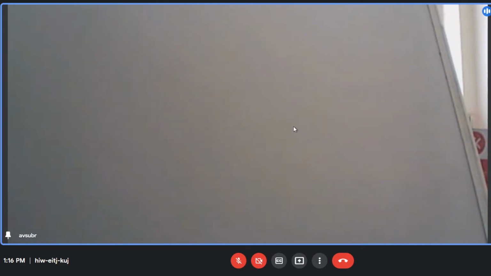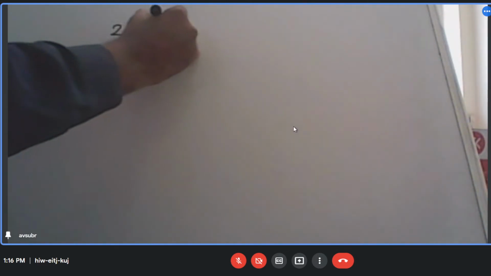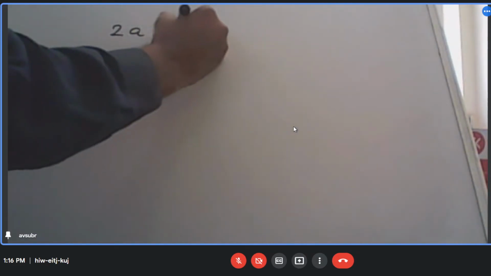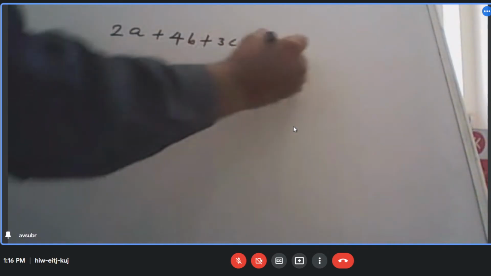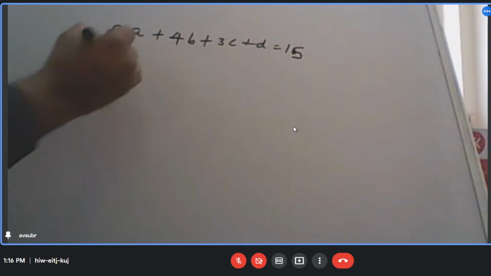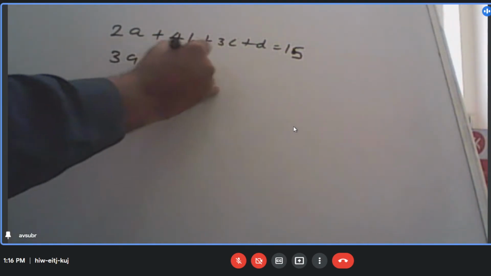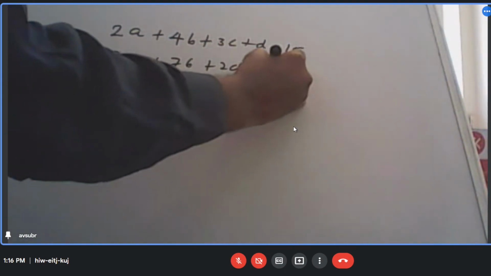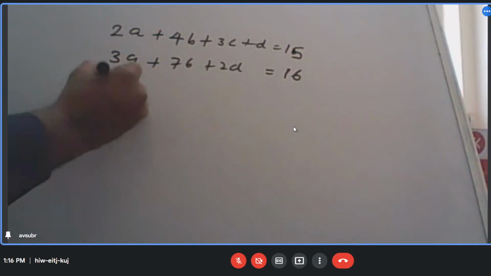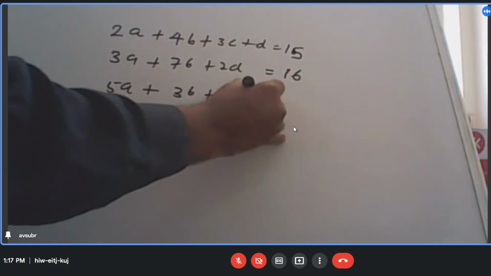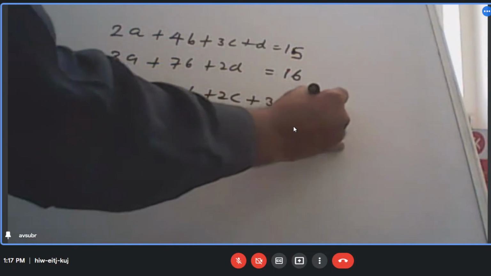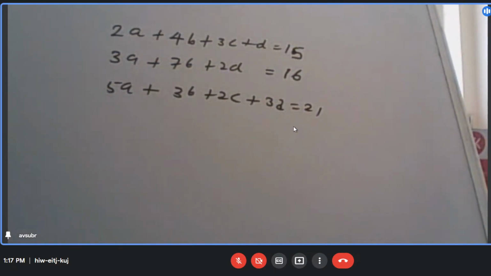So now we have been given a problem. 2a plus 4b plus 3c plus d is equal to 15, 3a plus 7b plus 2d is equal to 16, and 5a plus 3b plus 2c plus 3d is equal to 21. This is the system.